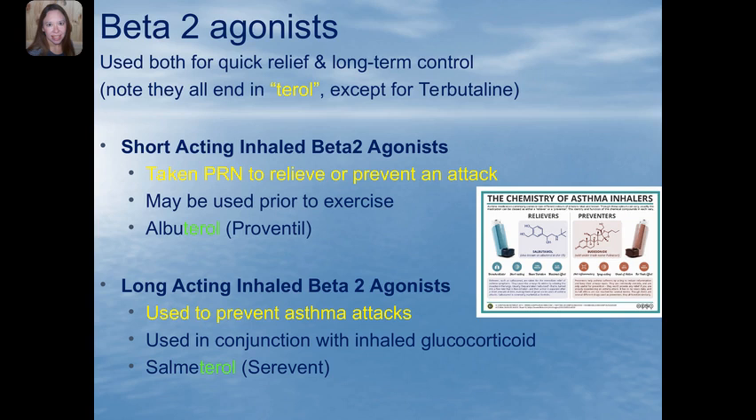When it comes to the short-acting inhaled beta 2 agonists for an asthma attack, if their trigger is exercise that's inducing an asthma attack, it can also be taken prior to them exercising in order to prevent that asthma attack. But most of the time, it's going to be used once they are having an asthma attack.